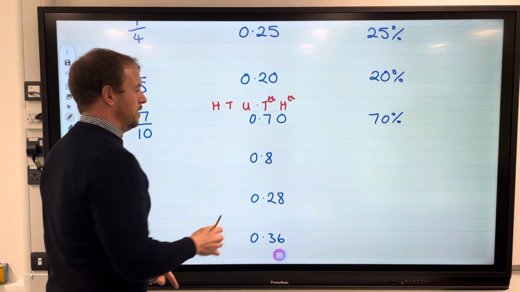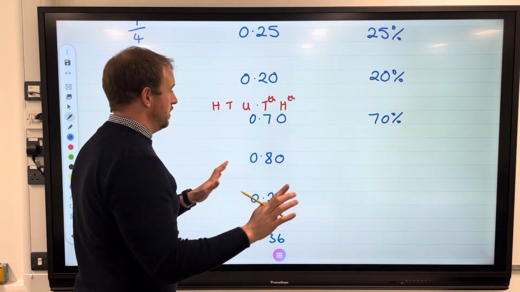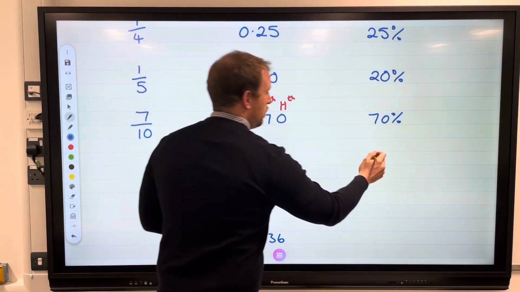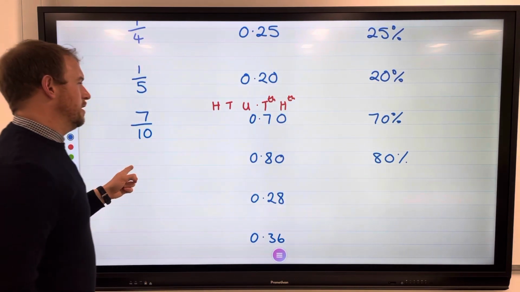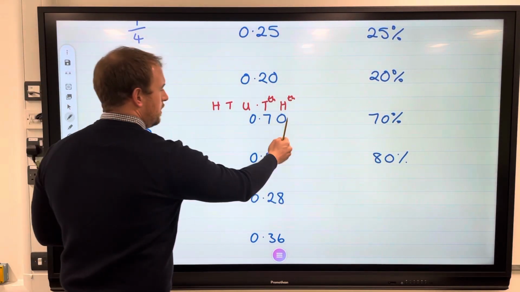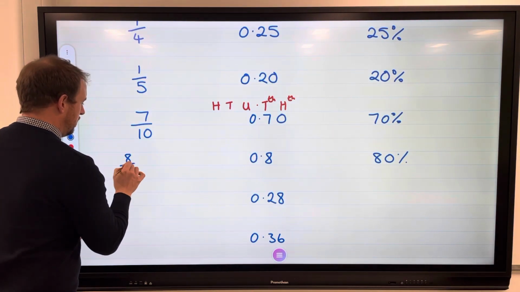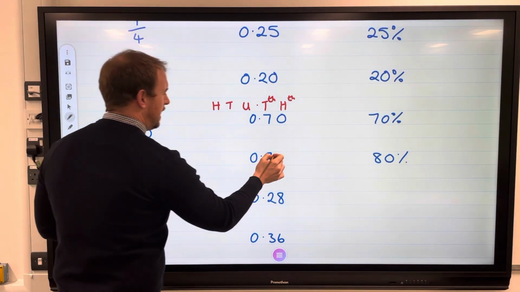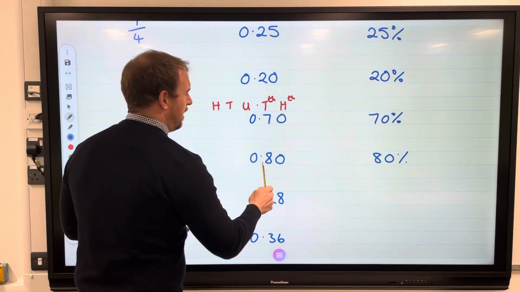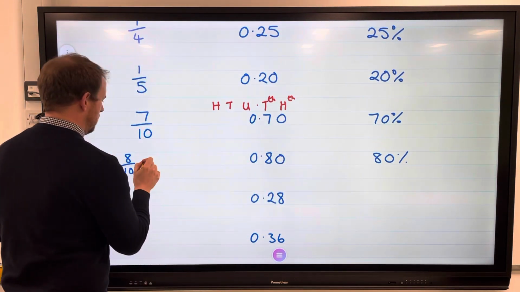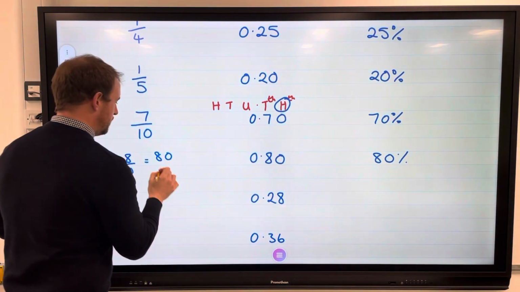Same here. We could easily put a 0 on the end, which hasn't changed the value of it, which makes 80%. Let's put this as a fraction. We have 8/10. If I did have a 0 on the end there, similar to what I've got here, we now have 80 hundredths.